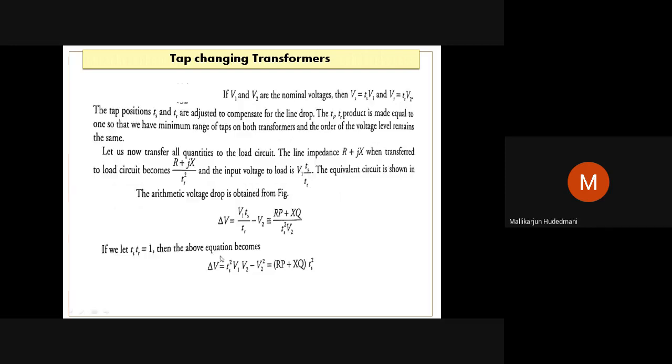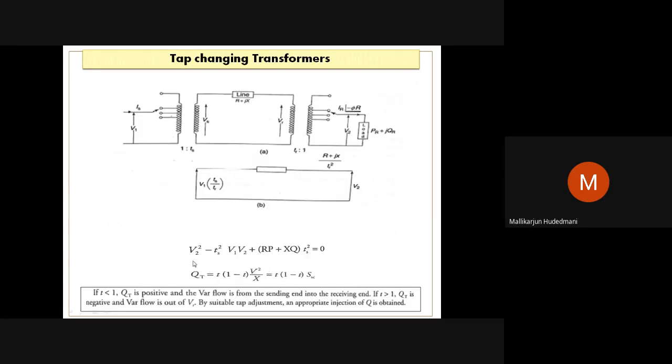Therefore, when I simplify and rearrange this equation, it becomes a quadratic, second order equation: V2 square minus TS square V1 V2 plus (Rp plus Xq) TS square equal to 0. So this will have two solutions. I solve this for a certain required V2, which is my requirement ultimately. This is called, for a required receiving end voltage, what must be the sending end voltage? I will be knowing V1 also. And only the value of TS, if I work here, I will be able to get what that tap position is, which will surely maintain V2 from the given V1 profile. So this way, I have to use the best possible solution out of that.